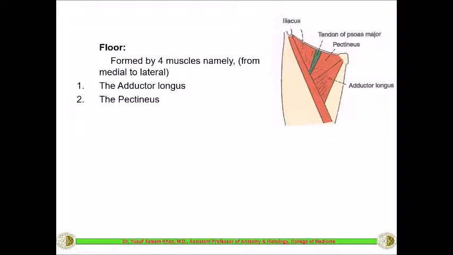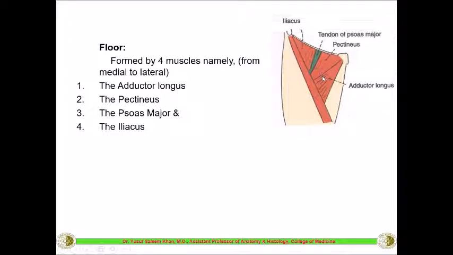The second muscle is the pectineus. Here you can see, this is the pectineus. Then there is the tendon of the psoas major, and then we have the iliacus. The psoas as well as the iliacus together are called the iliopsoas. So these are the four muscles which will form the floor of this triangle.